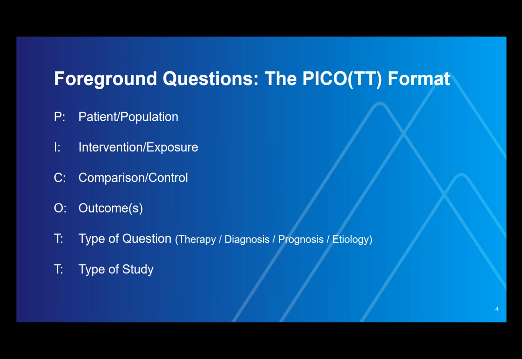I is the intervention or the exposure of interest. The exposure, of course, could be some kind of harmful exposure, like to a chemical or a drug that may have had an adverse reaction. Exposure could also be a disease, right? So if your PICO question is something like, do women who have had pelvic inflammatory disease have a higher risk for cervical cancer? In that case, our exposure of interest is pelvic inflammatory disease.